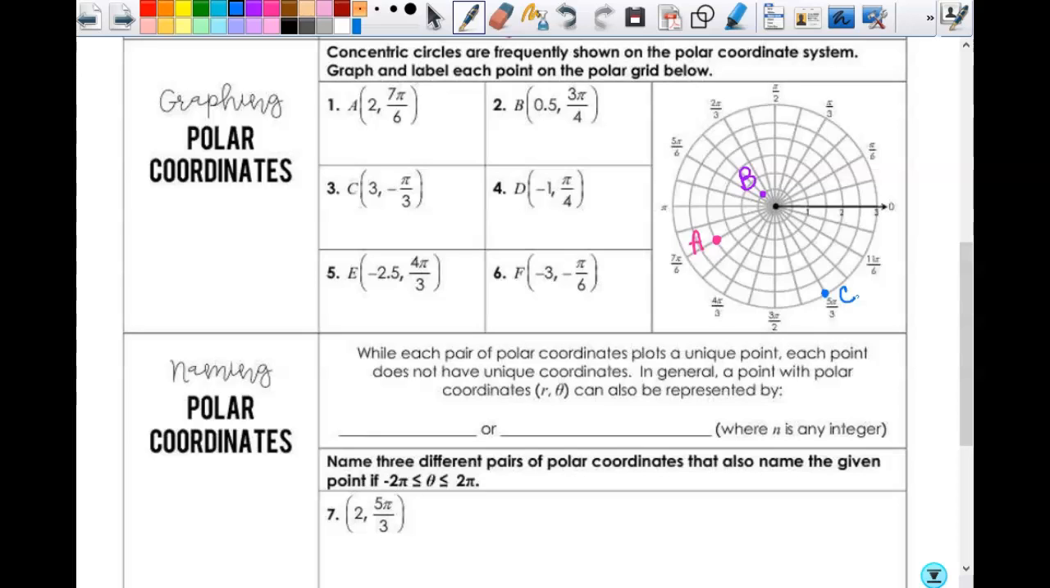All right, so now we have one with a negative r, right? And so in order to do that, we actually plot r, meaning the positive one, and then we do pi over 4 plus pi. So let's look at that. If I go to 1, and then I'm going to rotate to pi over 4, what is pi over 4 plus pi?